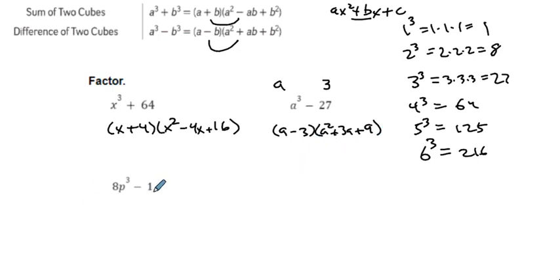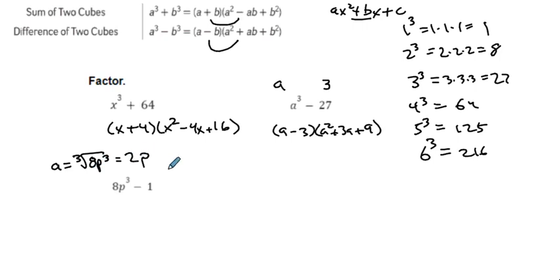All right, let's look at one more here. So we got 8p cubed minus 1. So this is basically the same as these, except that it has a coefficient, and we have to be careful with making sure we use that coefficient when we figure out our ab term, and also this a squared term, okay? So my a is going to be the cube root of 8p cubed, which is, well, the p is easy, it's just p. Cube root of p cubed is p. But the cube root of 8 is 2.